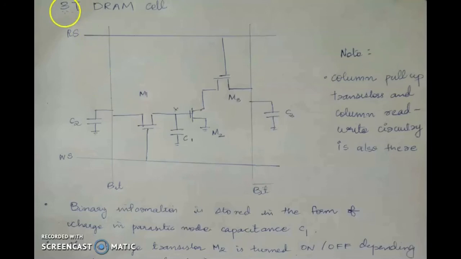Let's move on to the 3 transistor DRAM cell. As the name implies, this memory cell consists of 3 transistors. M1 and M3 are access transistors, and this transistor is the storage transistor. Binary information is stored in the form of charge in the parasitic capacitance. So based on whether charge is present in the capacitor or not, the storage transistor will be on or off.